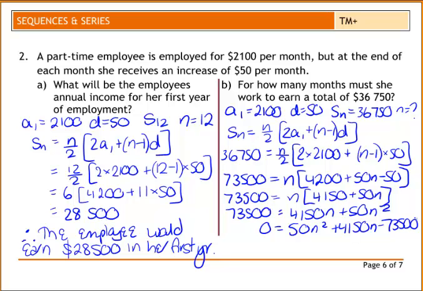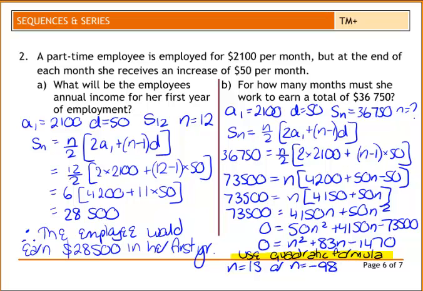Okay, so I've got that. Probably divide everything by 50 would just make it even simpler. I get plus 83n minus, divided by 50 becomes 1470. Okay, use your quadratic formula. I'm not going to go through that here because you already know how to do it from the quad module. Okay, so stop the video, use your quadratic formula. You'll end up getting that n equals 15 or n equals negative 98. You can't have a negative, so n is 15.